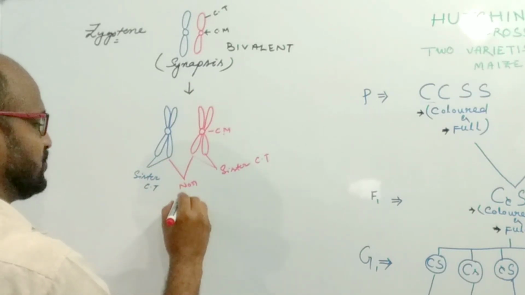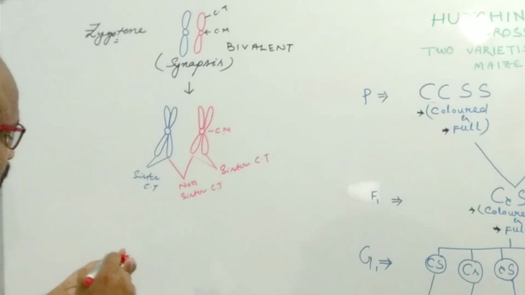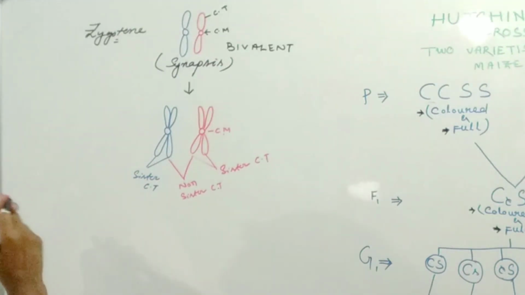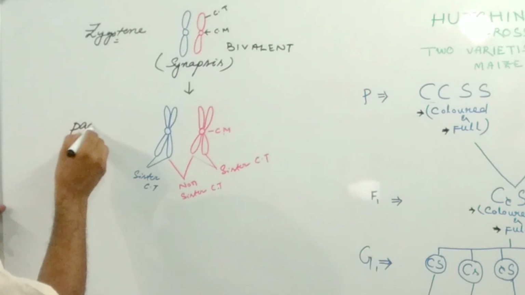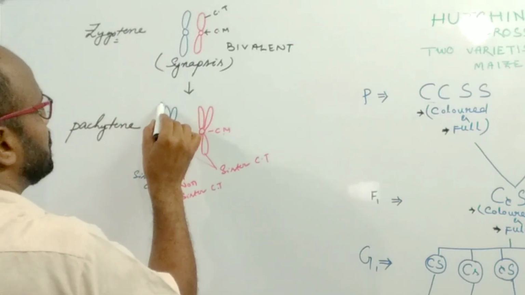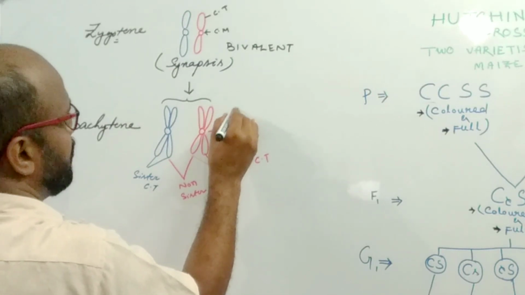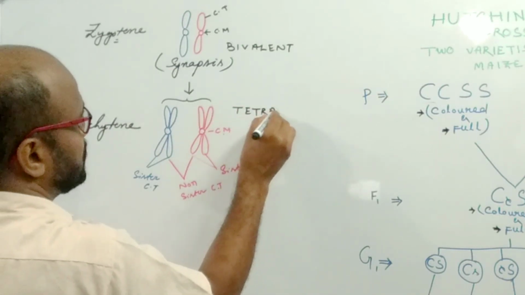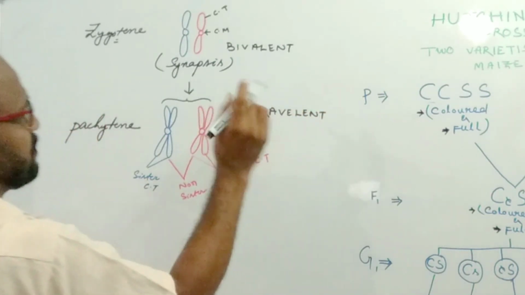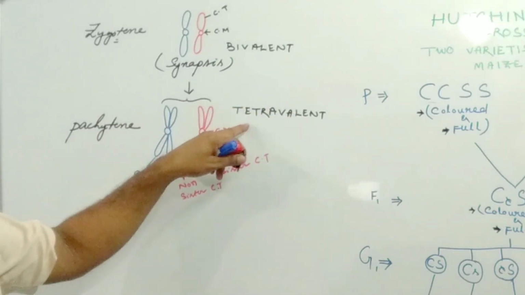These two are known as the non-sister chromatid. So the longitudinal division of chromosome takes place in the substage of pachytene. And there are four chromatids, which is known as the tetravalent. This is known as the tetravalent, or tetrad condition.